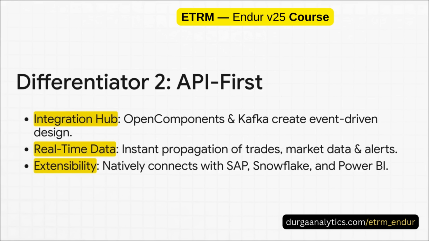Now, this API-first approach means Endur doesn't just sit there and store data. It actively communicates and orchestrates workflows across your entire system's ecosystem. So a trade gets booked and bam, Kafka, the event streaming platform, instantly fires off events to update risk, credit, settlement, everything. It becomes a living, breathing part of your enterprise architecture.